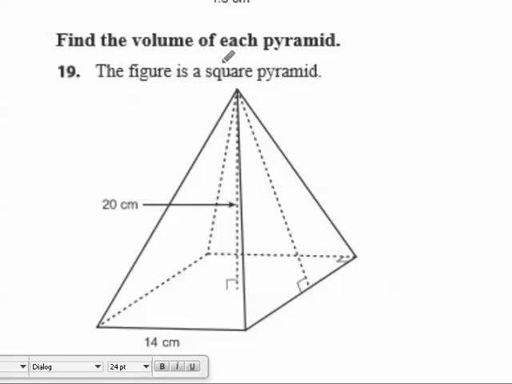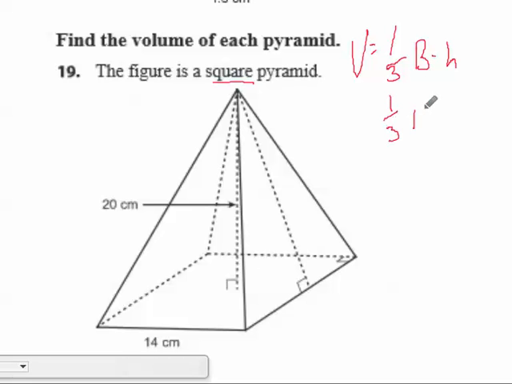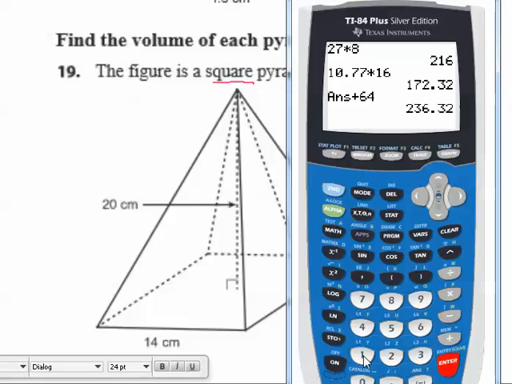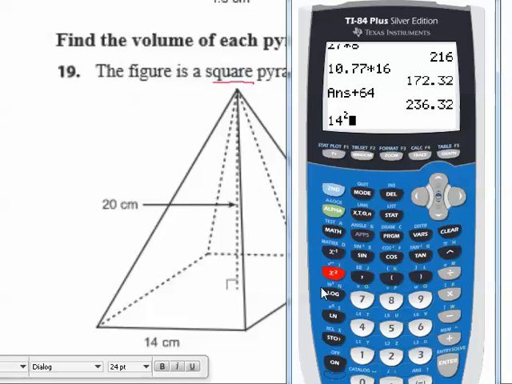So now we're looking at the volume. And what is the volume? It's 1/3 area of the base times the height. So in this situation, our base is 14, and they're telling me it's a square pyramid, so that's a square, even though it doesn't look like it on my diagram there. So I'm going to have 1/3 14 squared times 20. Well, can't do that in my head. So I'm going to say 14 squared times 20 divided by 3.